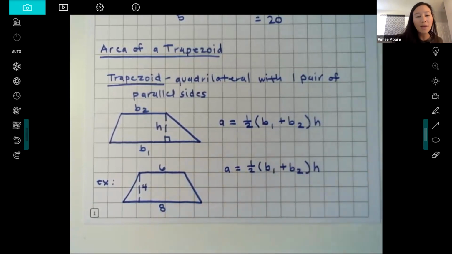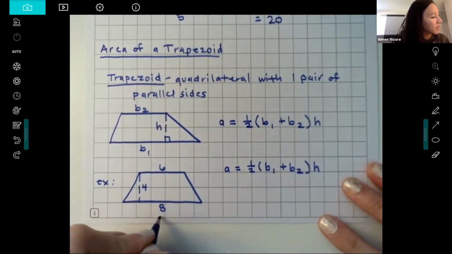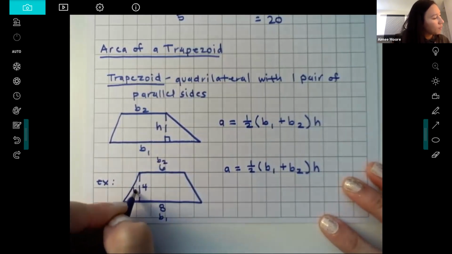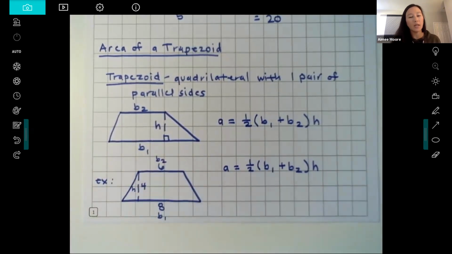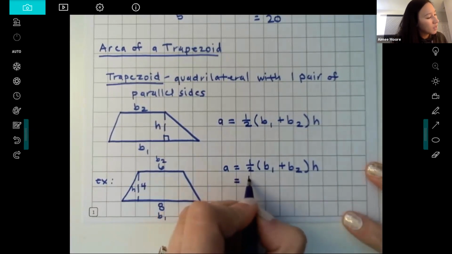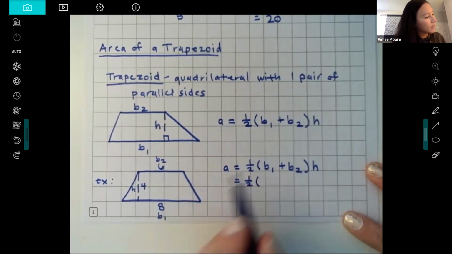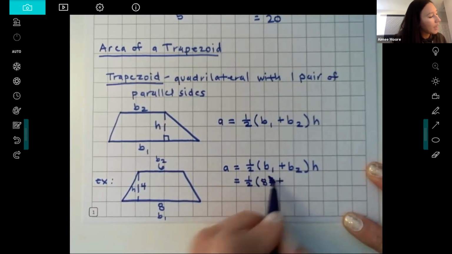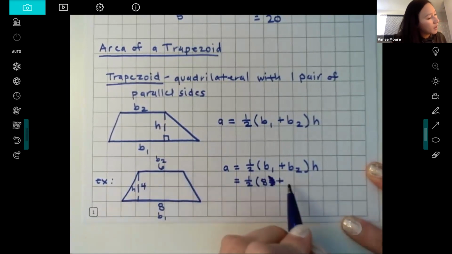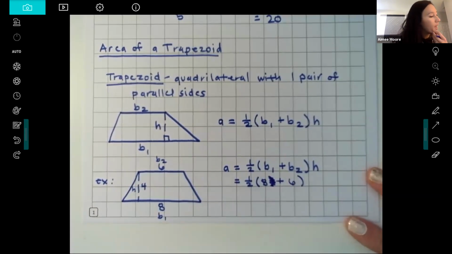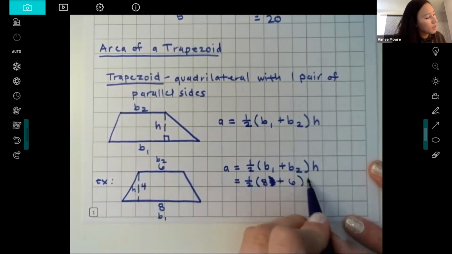So you're just going to plug in everything you know. So we can just label. So this is B1, that's base 1. The top is base 2, and then 4 is our height, is our H. So we just substitute all those things that we know into our formula. So we have 1/2 times B1, which is 8. Plus B2, which is 6. And then multiply that times our height, which is 4.